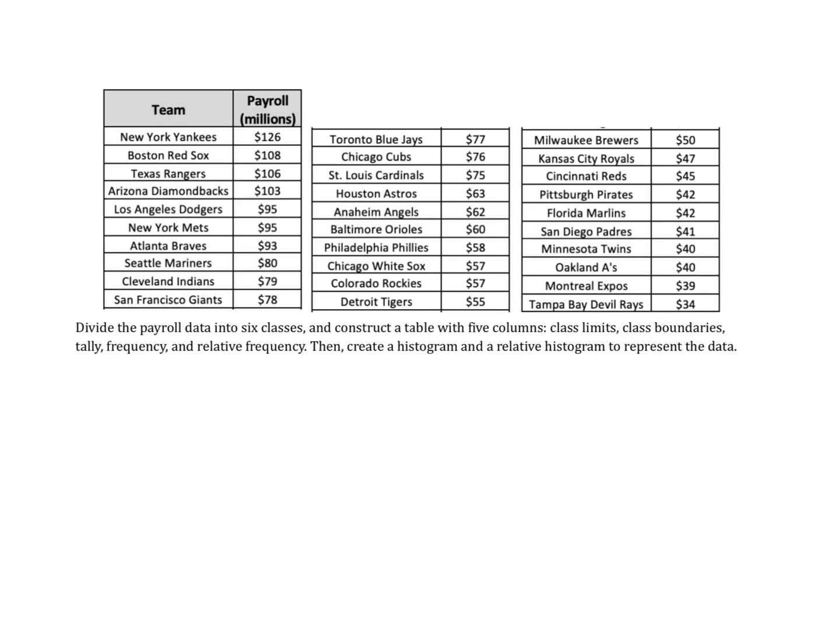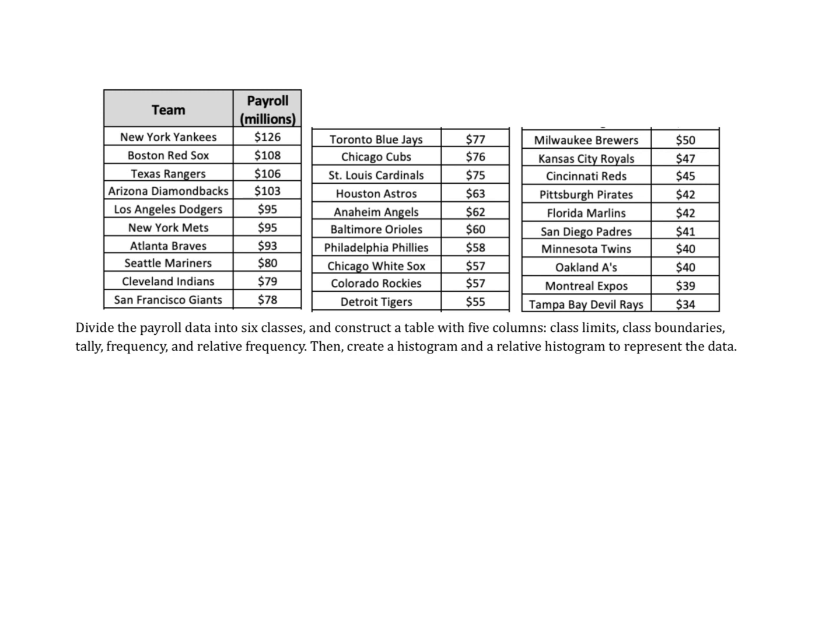Here we have some data about the payroll for some Major League Baseball teams back when the movie Moneyball came out. We're going to divide this payroll data into 6 classes and construct a table with 5 columns: class limits, class boundaries, tally, frequency, and relative frequency. And then we'll create a histogram and relative histogram to represent the data.